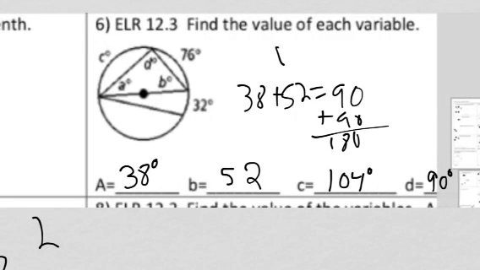And then we also know that, actually, I think that's all we need to say about this one. Okay, cool. That's it.